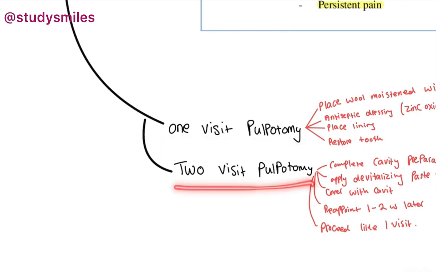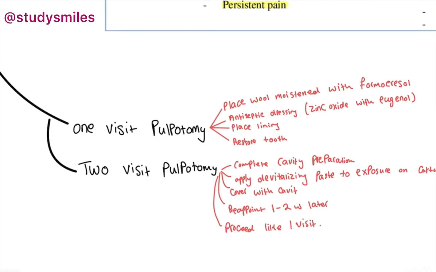We have the one-visit pulpotomy and the two-visit pulpotomy. In the one-visit pulpotomy, we place cotton wool moistened with formocresol, and then we apply the antiseptic dressing, which includes zinc oxide with eugenol. We place the lining and we restore the tooth.